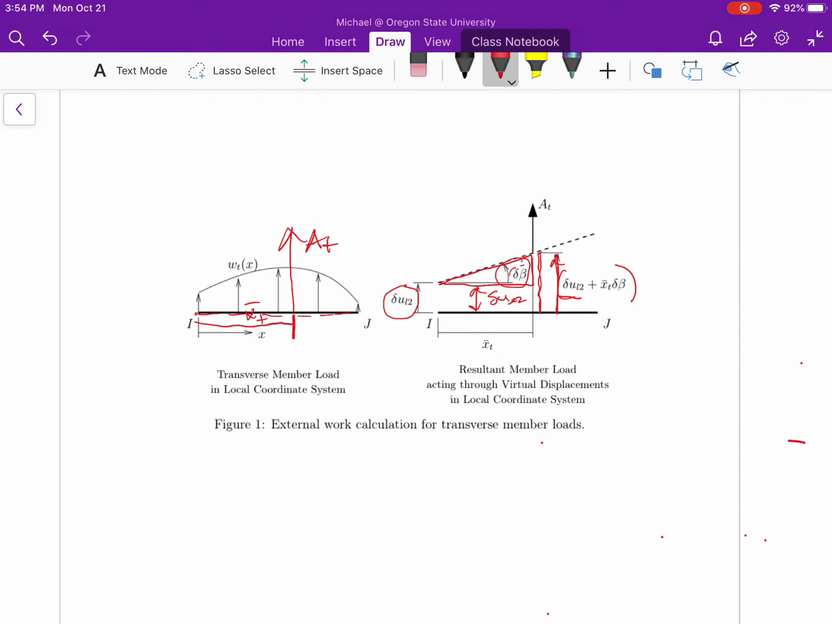So the work done is A sub T times the distance that the resultant load moves on the element chord as it goes through its virtual displacements. I know it's kind of a mouthful, a lot to digest, but I think as we get into the examples, it'll make more sense.